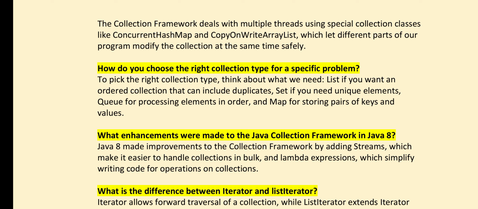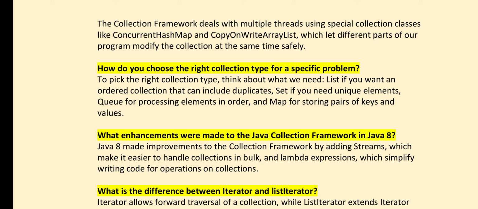How do you choose the right collection type for a specific problem? To pick the right collection type, think about what we need. List if you want an ordered collection that can include duplicates. Set if you need unique elements, queue for processing elements in order, and map for storing pairs of keys and values.